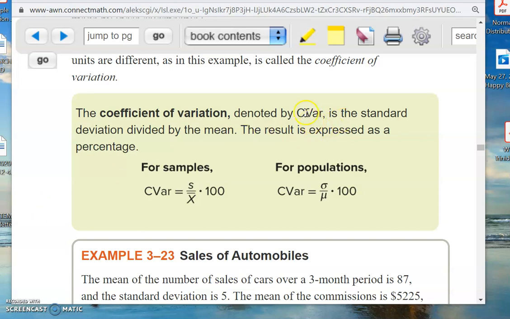So here we go. CVAR, that's the abbreviation he's using. That's the standard deviation divided by the mean. So it's S divided by X bar. That's for samples, and then for populations, it's sigma divided by mu.